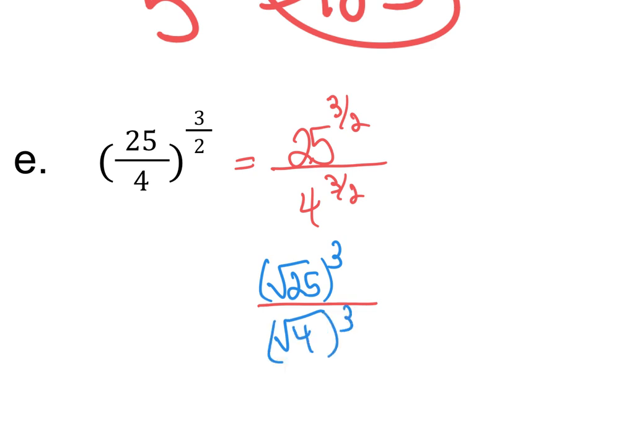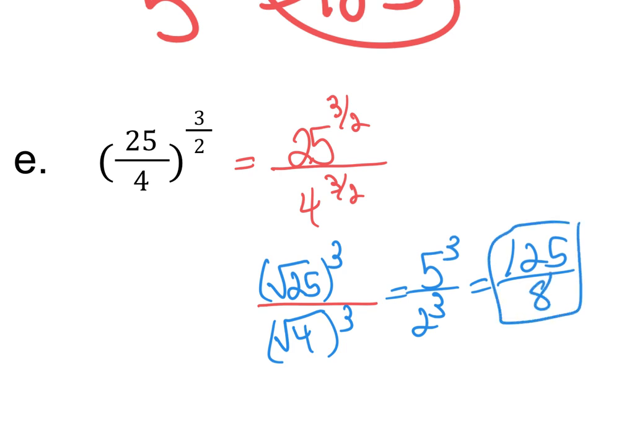Notice the numbers that are under the radical are squares that we know, so we would have 5 to the 3rd power and 2 to the 3rd power. 5 to the 3rd we should know is 125, and 2 to the 3rd is not 6. 2 to the 3rd is 8.